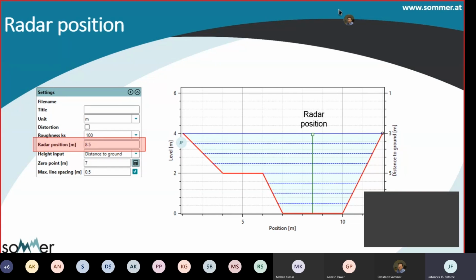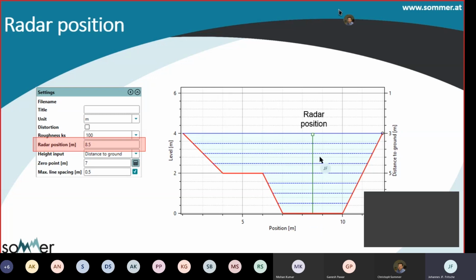And now we need to specify where our radar is positioned. And here in the settings, we can set the radar position in meters. In our example, we have selected 8.5 meters. And in the illustration on the right, we see the green line at 8.5 meters. This is our radar position. And what the effect is of our radar position, I will show you in a few slides.